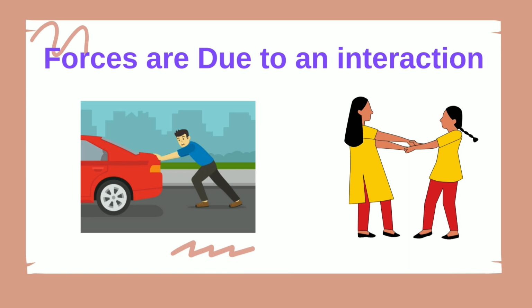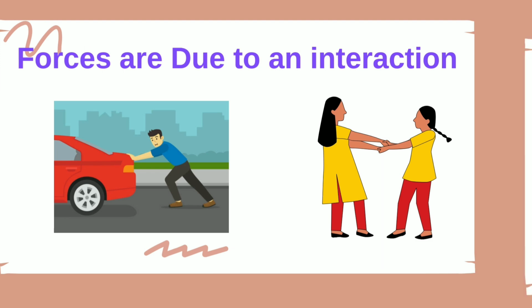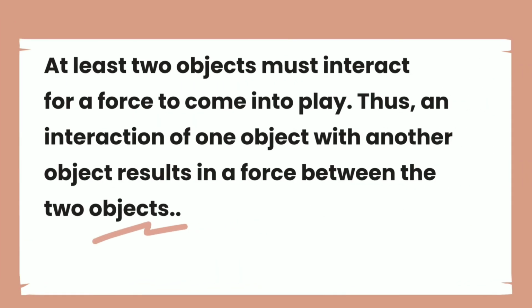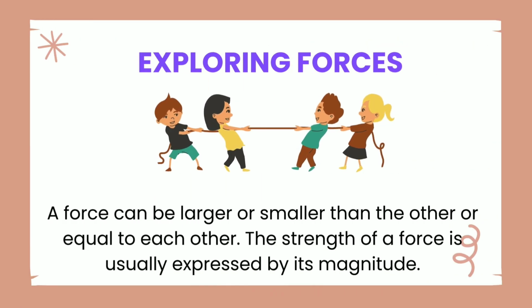In another picture, you can see that two girls are trying to pull each other. That is, the girls are applying force on each other. From these examples, we can infer that at least two objects must interact for a force to come into play. Thus, an interaction of one object with another object results in a force between the two objects.